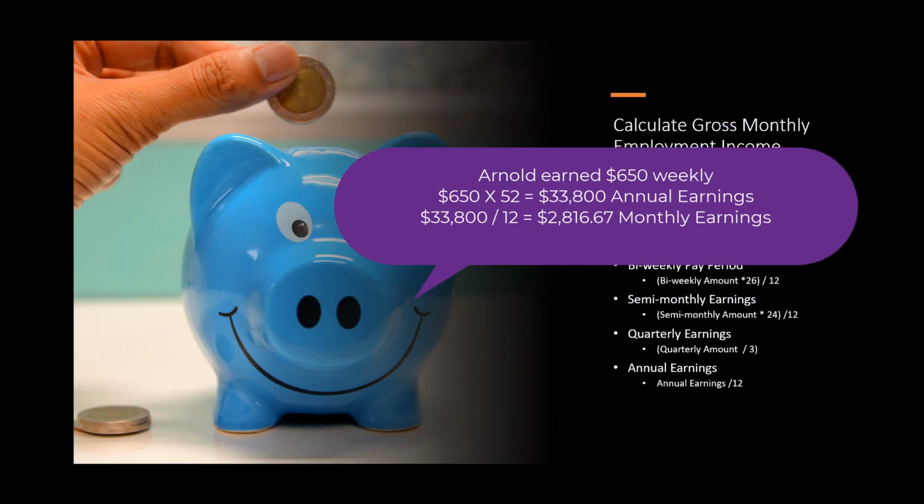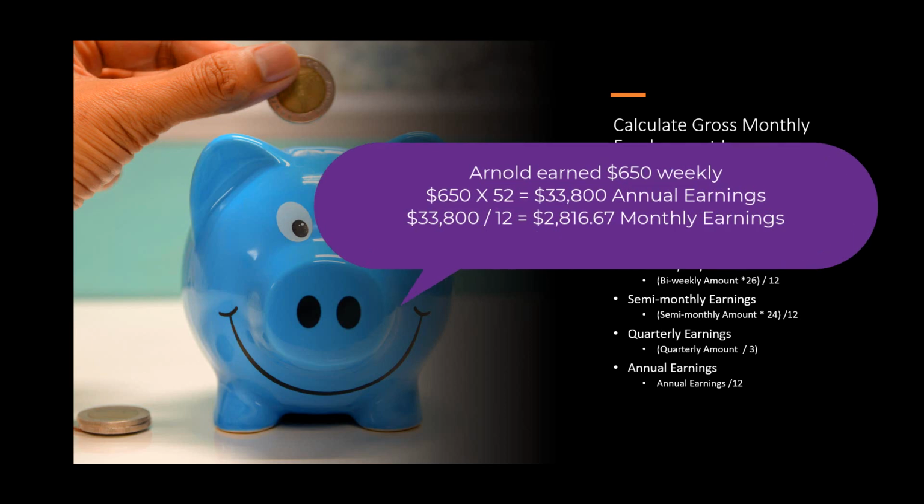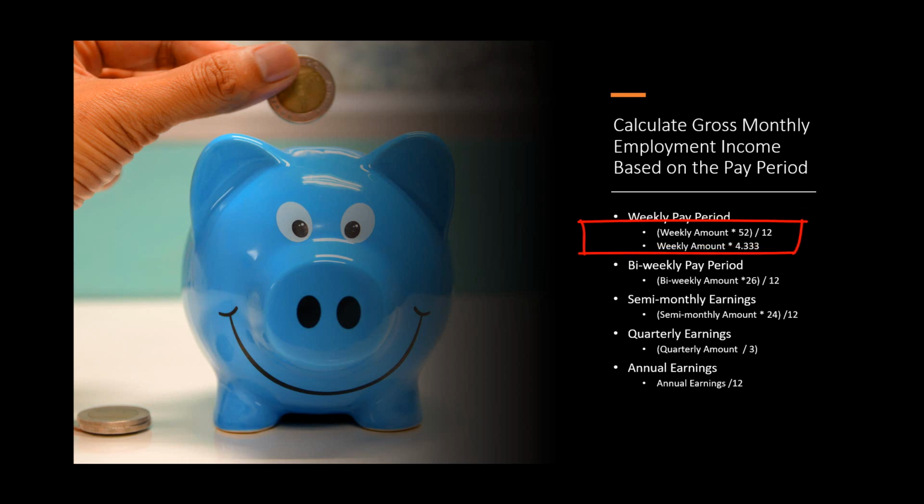If Arnold made $650 per week, how much does he earn monthly? Step 1. Multiply $650 by 52, the number of pay periods in a year, to arrive at $33,800 annual earnings. Step 2. Divide $33,800 by 12 for the number of months in the year to arrive at Arnold's monthly gross income of $2,816.67.